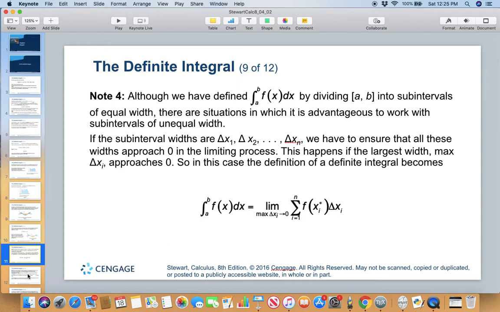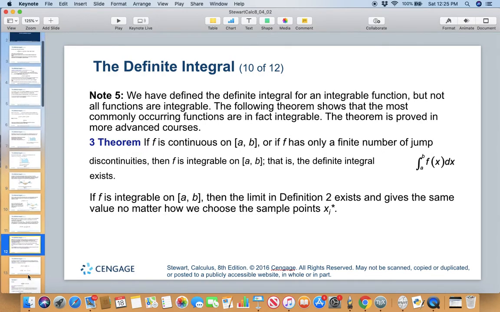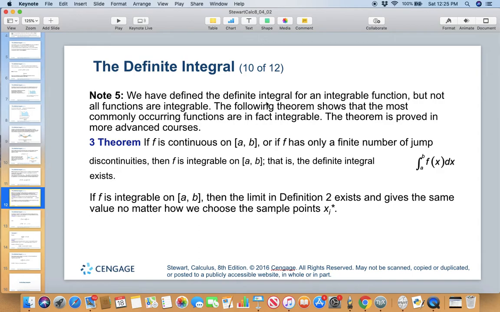Note 5. We have defined the definite integral for an integrable function, but not all functions are integrable. That you have to know. Sometimes your function could go to infinity, and you won't be able to find the area. So the following theorem shows that the most commonly occurring functions are in fact integrable.